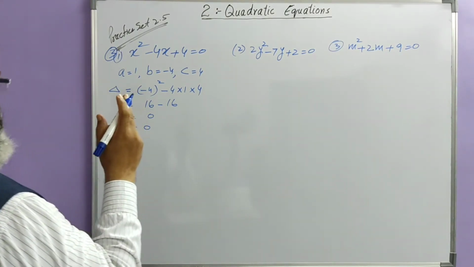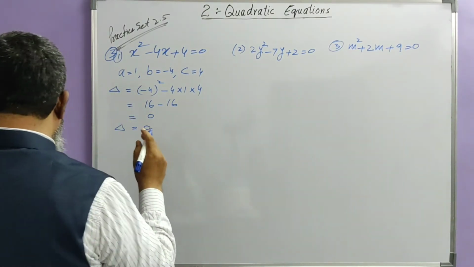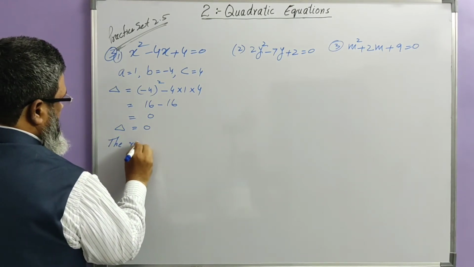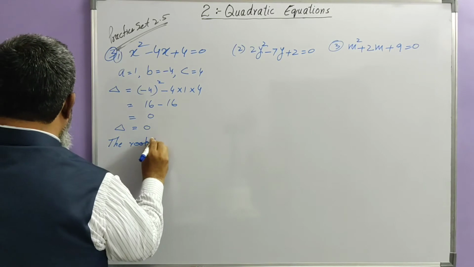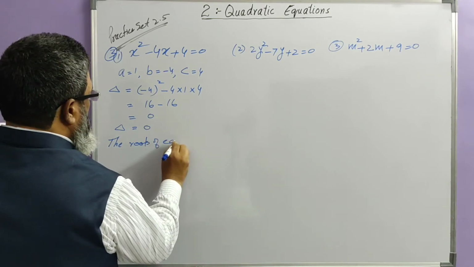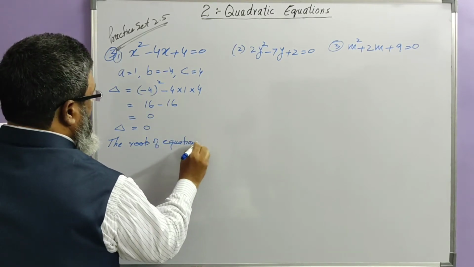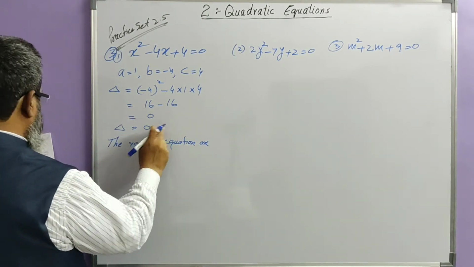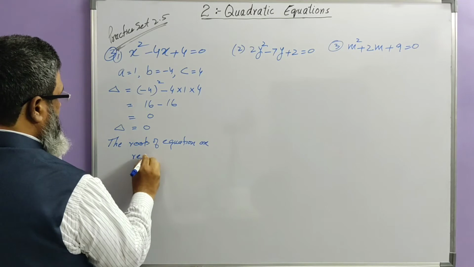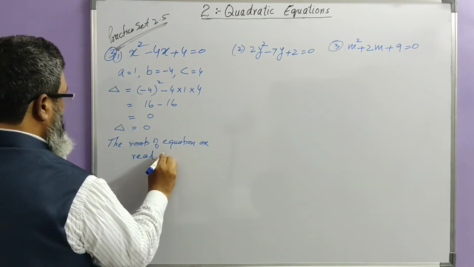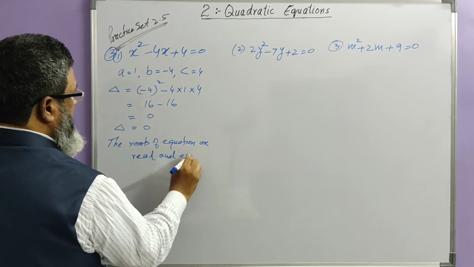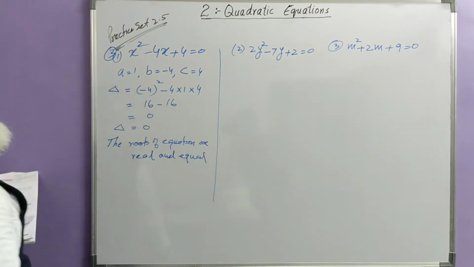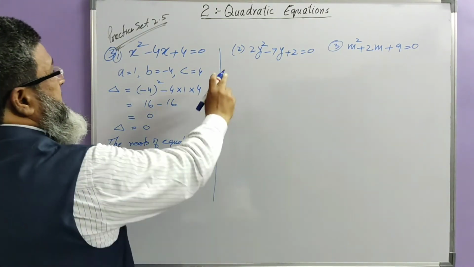Just see our key points. The roots of the equation are, if delta is equal to 0, then roots are real and equal. Real and equal.